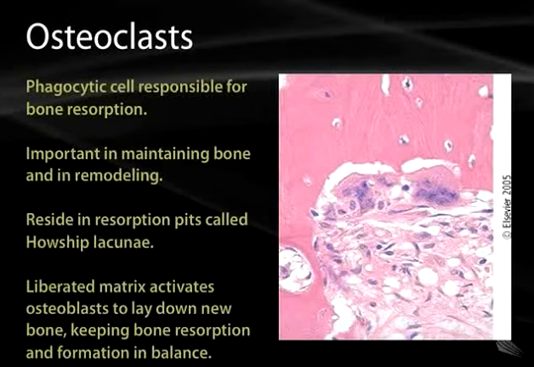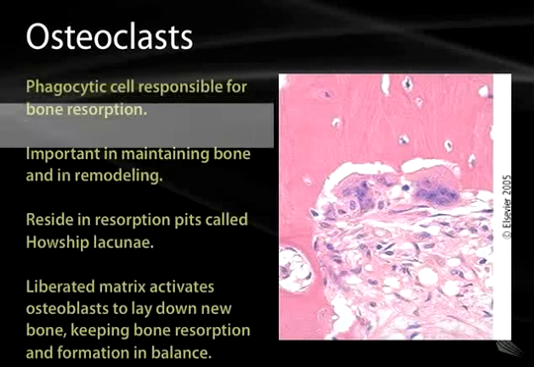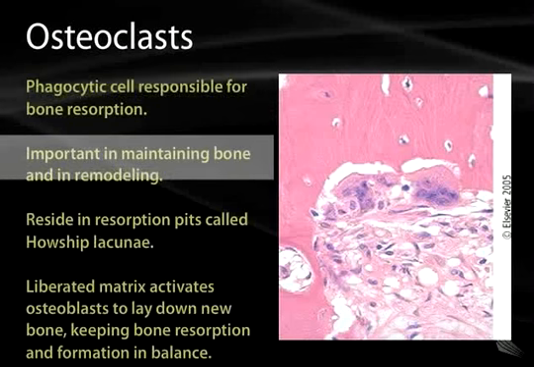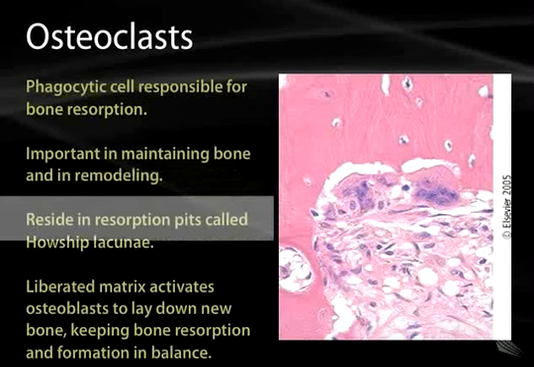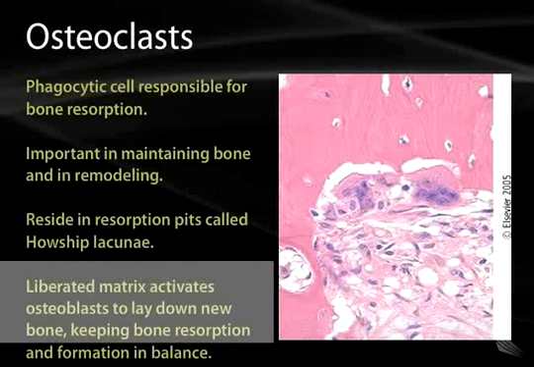Now, you'll also notice the large multinucleated cells present in this slide as well. Those are the osteoclasts. Osteoclasts are phagocytic cells responsible for bone resorption. They are important again, similar to the osteocytes, in maintaining bone, but also responsible for bone's resorption. They reside in these particular little pits here at the edge of the bone that are called the somewhat romantic name of Howship's lacunae. Liberated matrix that comes from osteoclasts chewing up bone activates osteoblasts, having them lay down new bone, keeping bone resorption and formation in balance.